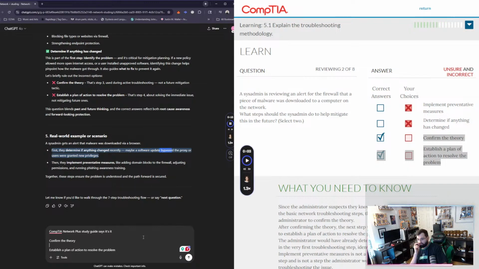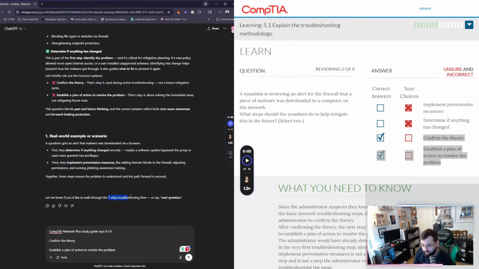Maybe a software update bypassed the proxy or users were granted new privileges. Then, they implement preventative measures, like adding domain blocks to the firewall, adjusting permissions, and running phishing awareness training. Together, these steps ensure the problem is understood and the path forward is secured. Let me know if you'd like to walk through the 7-step troubleshooting flow, or say next question.